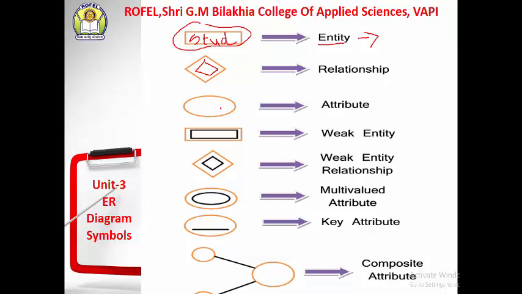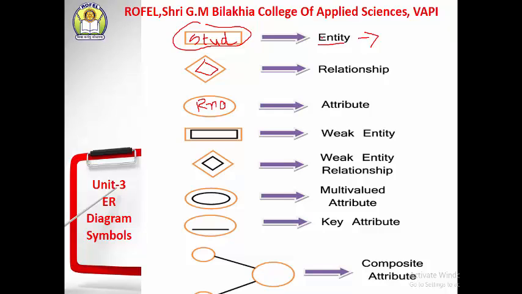Oval shape is used to define the attributes. So, student table or student entity has attributes like roll number, name. You have to write this roll number in this symbol, that is in oval symbol. So, attribute is defined in this oval symbol.